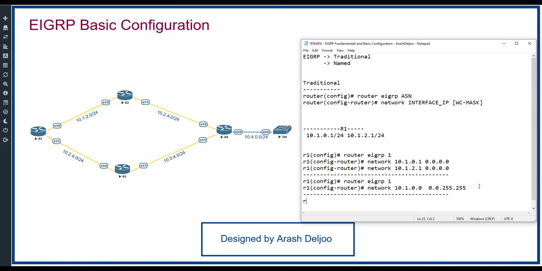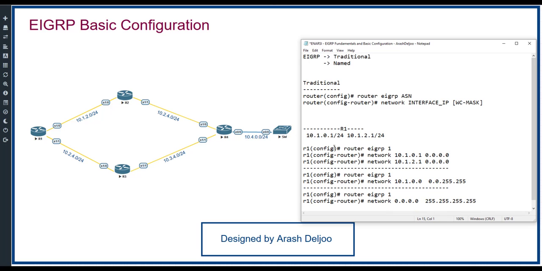Also, let me show you another method. Router EIGRP 1, then in R1 config router, network 0.0.0.0 with wildcard mask 255.255.255.255. What does it mean? It means that on all IP addresses, because the wildcard mask of all 255 means all IP addresses, on all interfaces with any IP address, the EIGRP should be enabled. Because of that, with different types of wildcard mask, we can configure EIGRP on the interfaces of one router. But the best method is the more specific method.